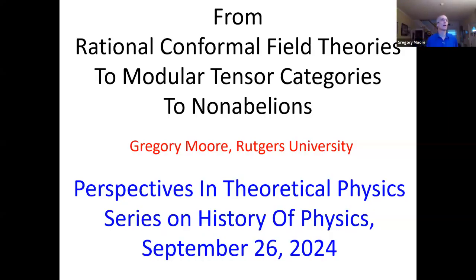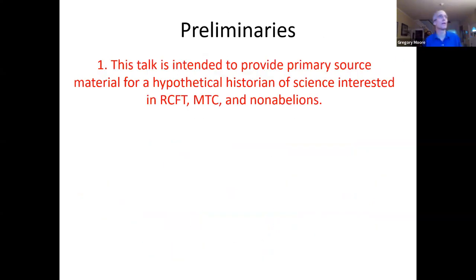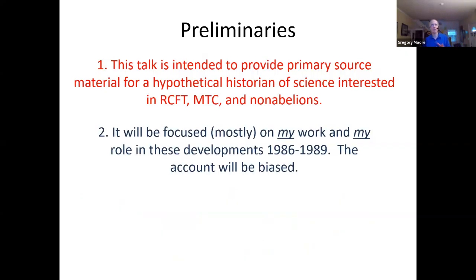The title of my talk is From Rational Conformal Field Theories to Modular Tensor Categories to nonabelians. So let's begin with some preliminaries. This talk is intended to provide primary source material for a hypothetical historian of science who's interested in those topics. It will be focused mostly on my work and my role in these developments between 1986 and 1989. So the account will be biased, but this is the only thing that I can speak about with any authority.